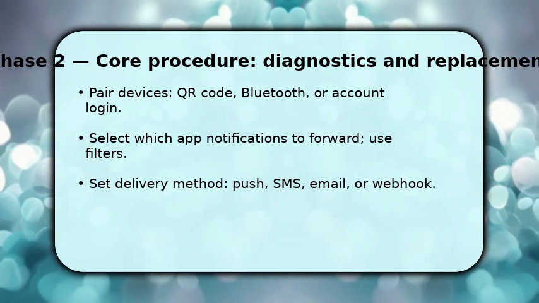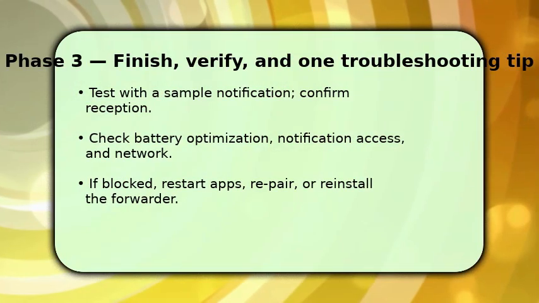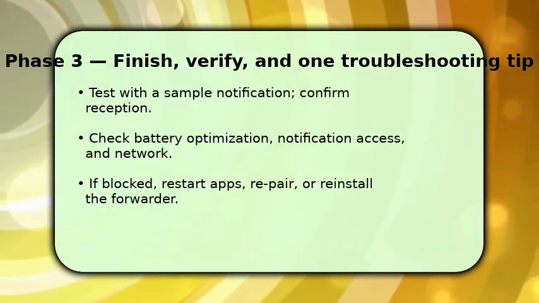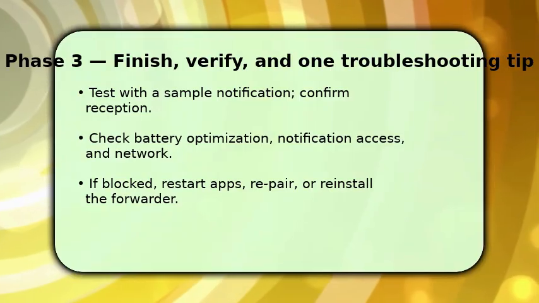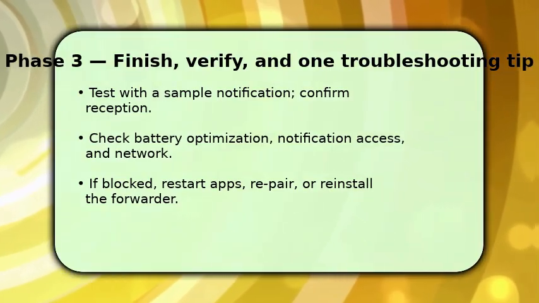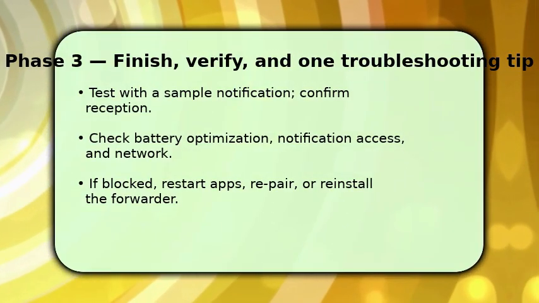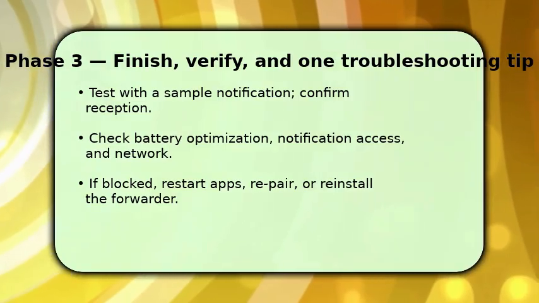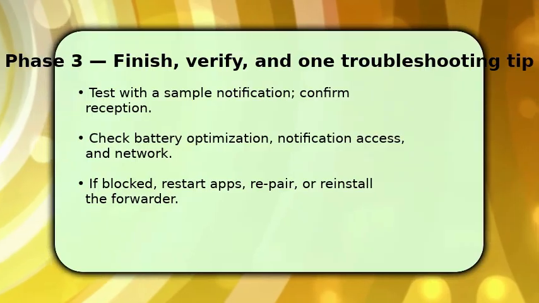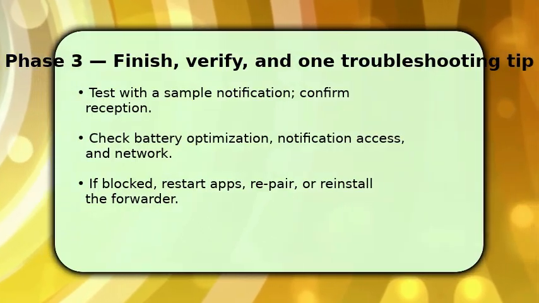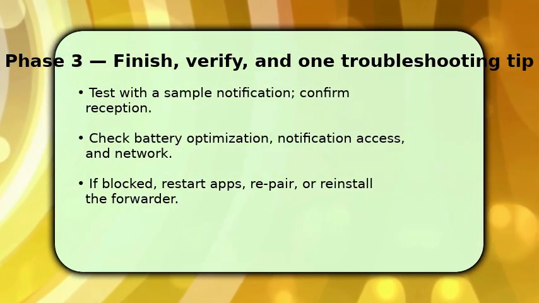Finish by running a test notification from the source phone and watch the target device for arrival. If it arrives, adjust sound and do not disturb exceptions so you don't miss critical alerts. If it fails, verify notification access, background permissions, and that battery optimization is off. Also confirm both phones have a stable network.